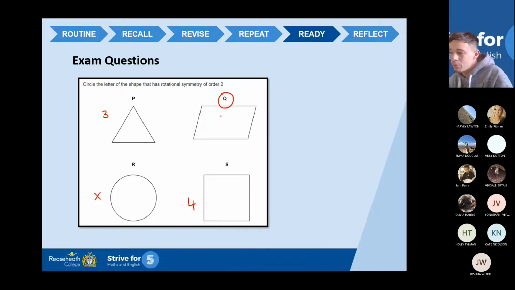But the reason why it is Q is you've got 2 pairs of equal sides and you can rotate it and it'll look the same once, finish the rotation, and then it'll look the same again at the end. So Q is the shape there with an order of rotational symmetry of 2. Okay?